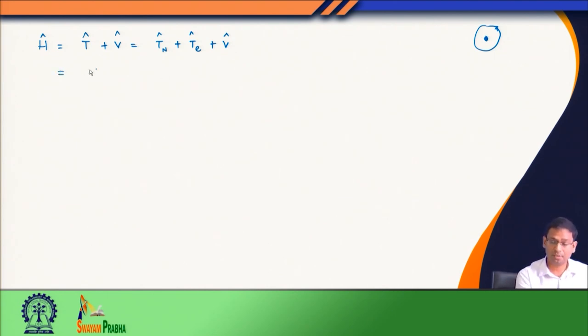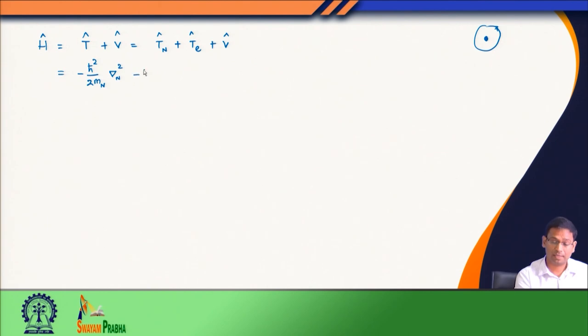So, when I write down the kinetic energy operator, we have the general definition of the kinetic energy, which is minus h-bar square divided by 2m, where m is the mass of the particle. So, in this case nucleus, and then the Laplacian corresponding to the nucleus. So, this Laplacian has d square by dx square, d square by dy square, d square by dz square, where this operator is defined with respect to the coordinate of the nucleus.